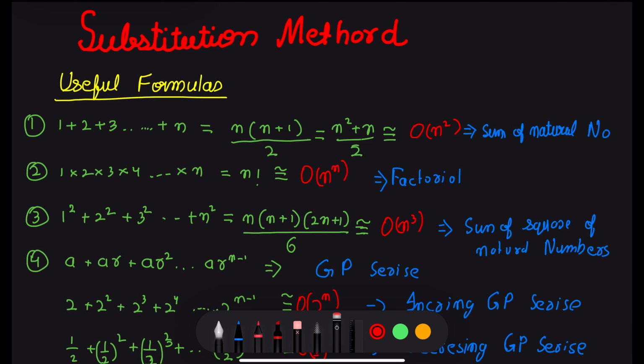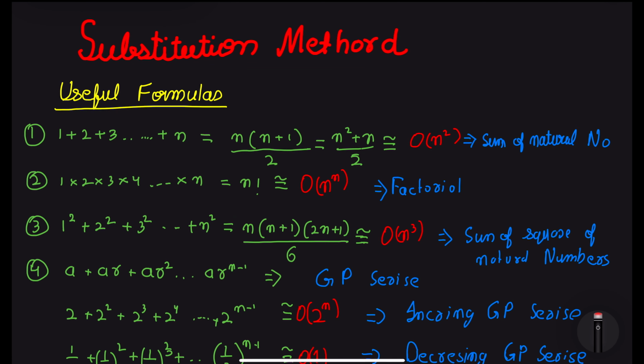In our previous video, we learned how to create a recurrence relation from a given function. So we will be solving recurrence relations in this video. There are a total of 3 methods to solve a recurrence relation. First is the substitution method, then the recursion tree method, and the master theorem. In this video, we will be focusing on the substitution method.